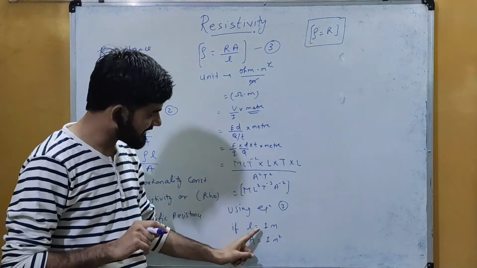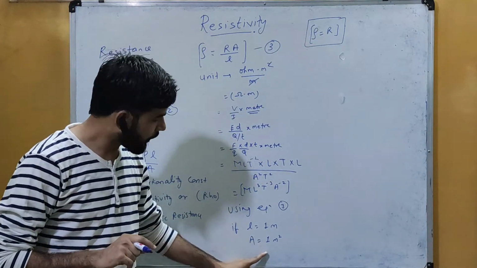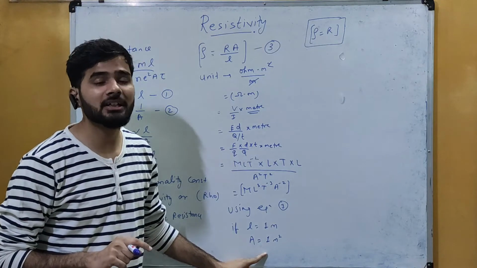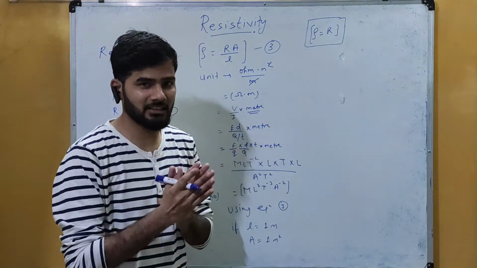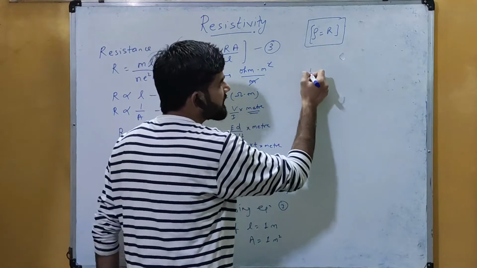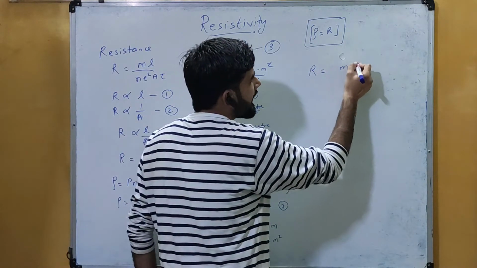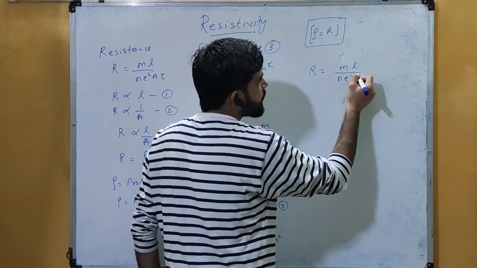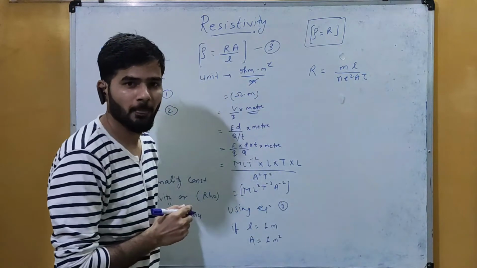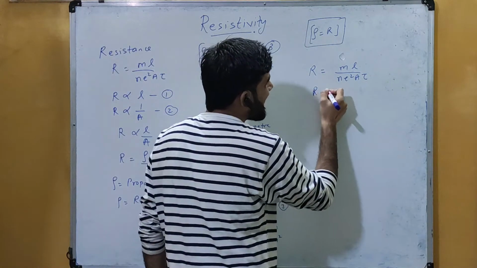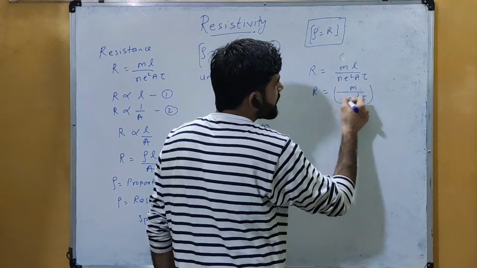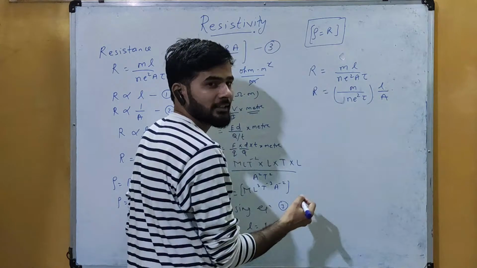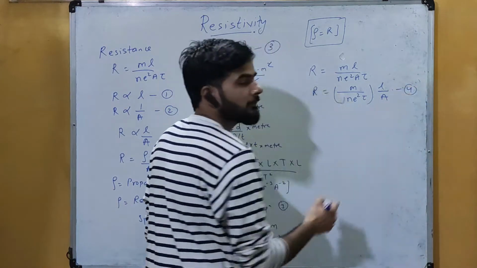उस कंडक्टर का जिसकी लेंथ कितनी हो 1 मीटर और उसका एरिया कितना हो गया 1 मीटर स्क्वायर. Okay, so this was the definition of the resistivity. Now we have the formula that R is equals to ml by ne square a tau. Okay, and here I can write this R is equals to m by ne square tau into L by A. Let me give this as equation number 4.